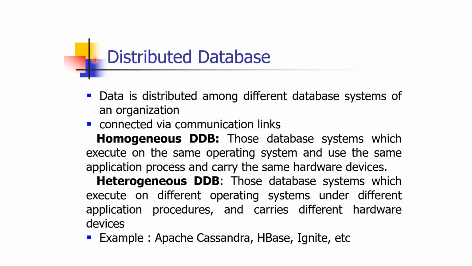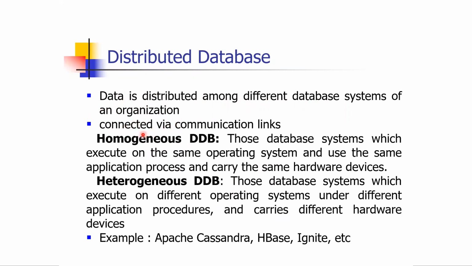Type 2 is distributed databases. In the centralized system, everything is central. But in a distributed data system, data is distributed among different database systems of an organization, and these are connected via a communication link.